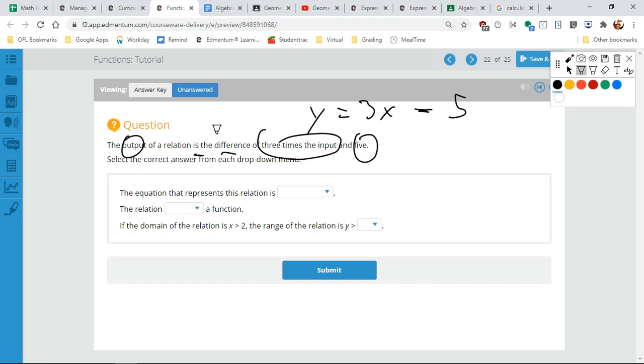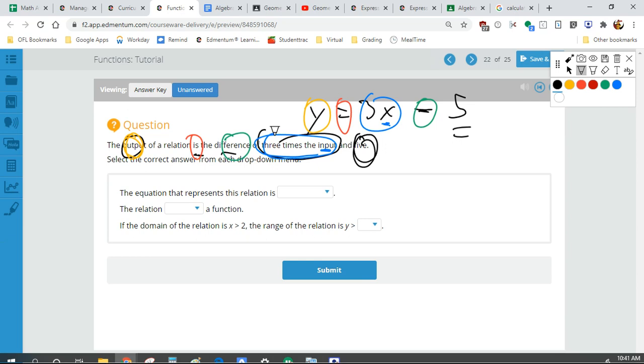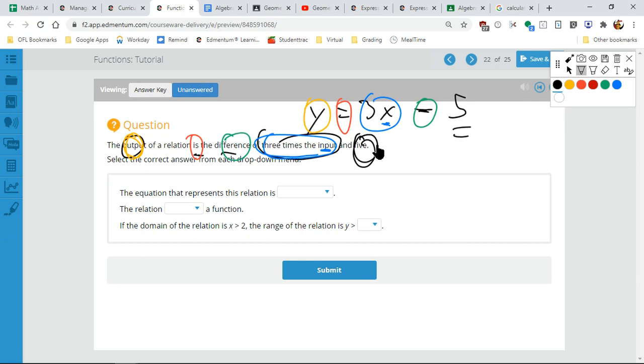Our output is the y. Let me do that in a different color. Output is y. That's talking about this equal sign. Difference is talking about the subtraction. 3 times input, that's this. Specifically, the input is the x. And this 5 is just going to be what's left over, what goes on the other side of the difference.